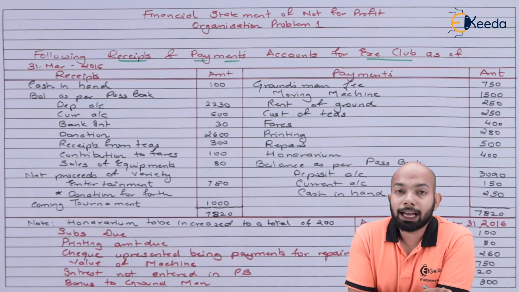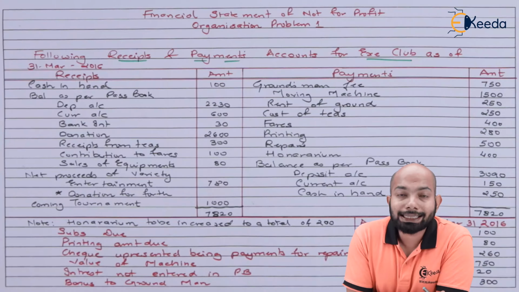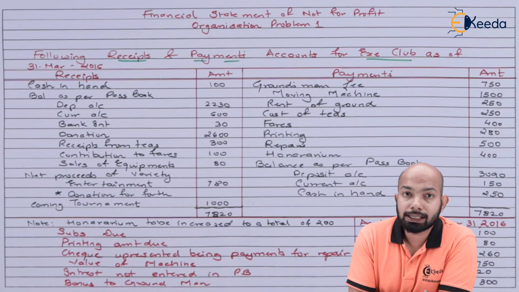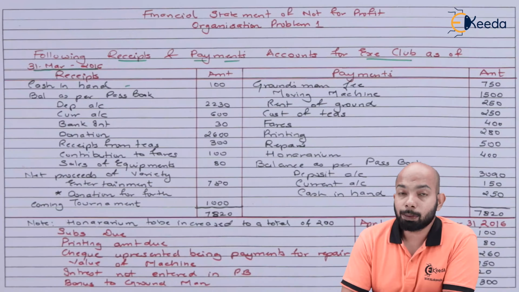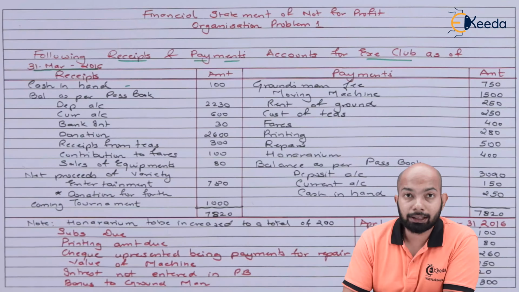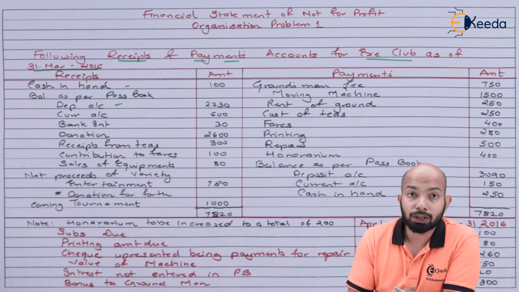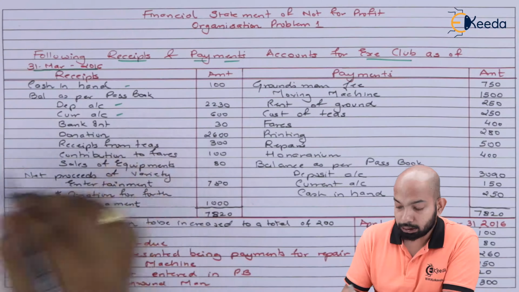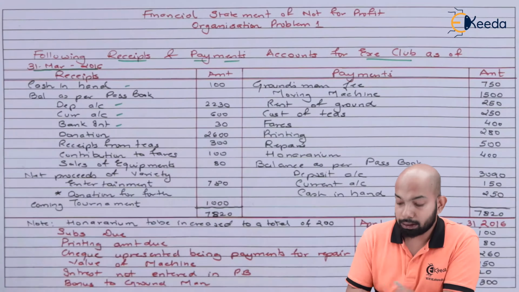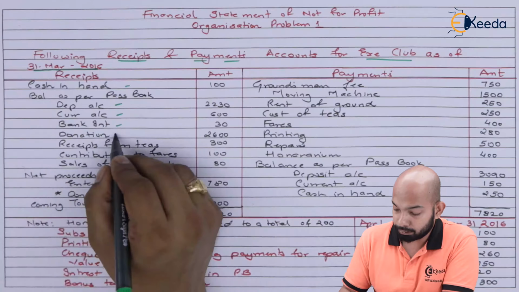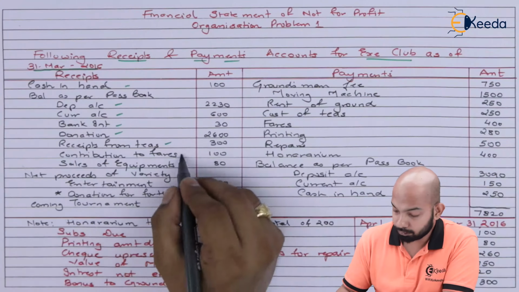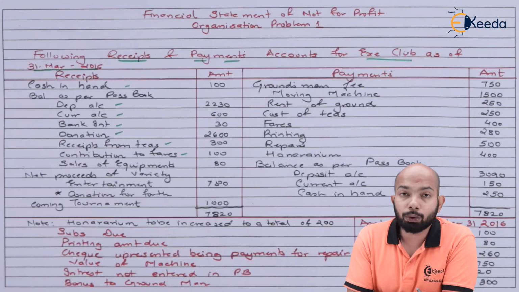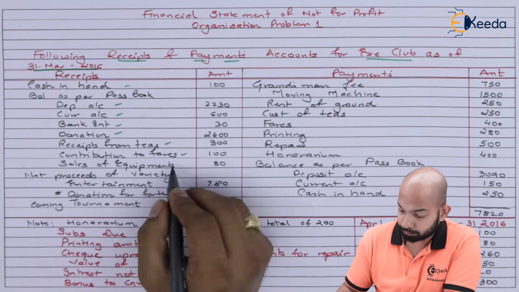Following is the receipt and payment account for EXE Club as of 31st March 2016. The receipts have cash in hand. They have the balance as per passbook, mentioned for certain items like deposit account, current account, then bank interest, then donations. Receipt from teas has also been mentioned. Contribution to fairs has been mentioned here. Sales of equipment is one portion where they have mentioned the items.